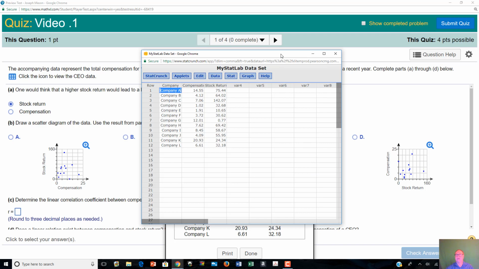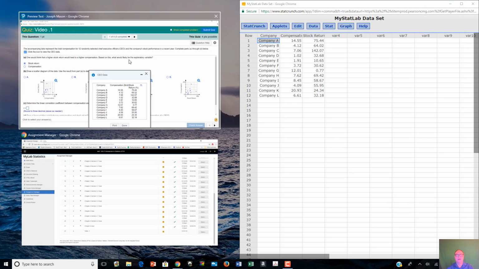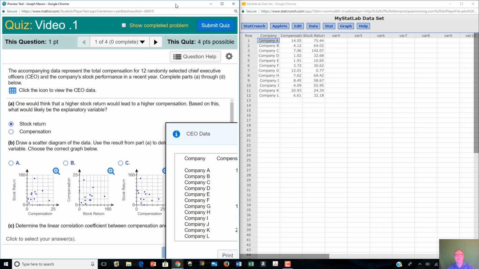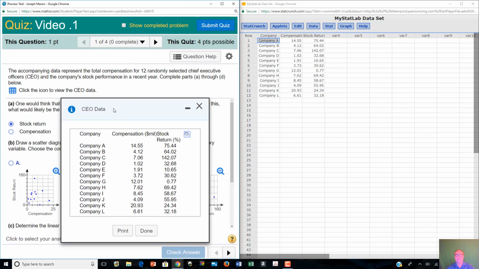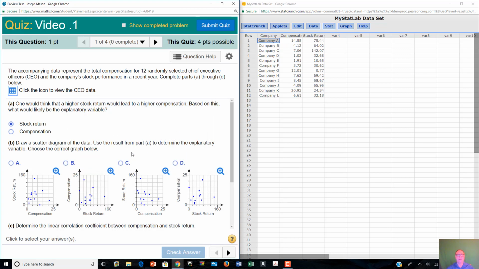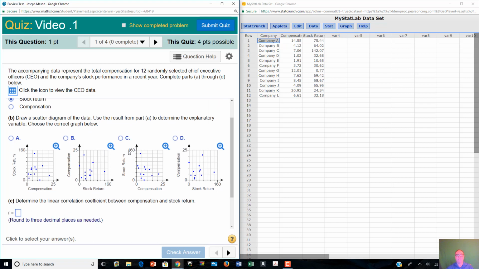Now I'm going to pin this to the right side, and then I'm going to go to the question and pin it to the left side. And I'm going to close my data set. All right, now we have 4 scatter plots here. We chose stock return as explanatory, so stock return should be on the horizontal axis. That throws out A right away, puts B in, C out, D in. So it's either going to be B or D.